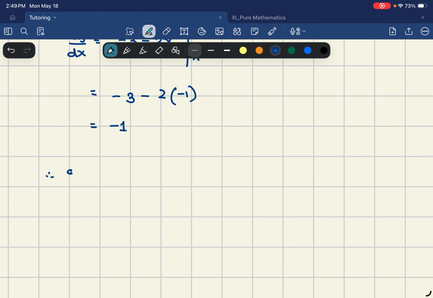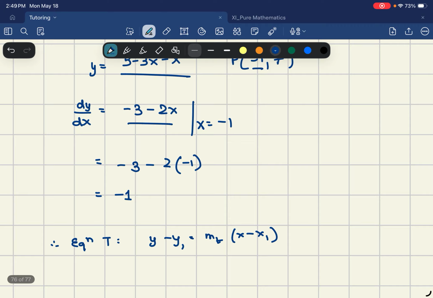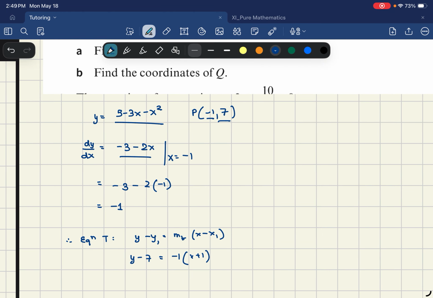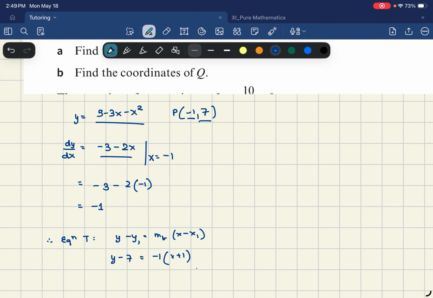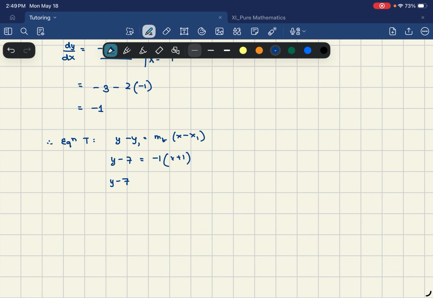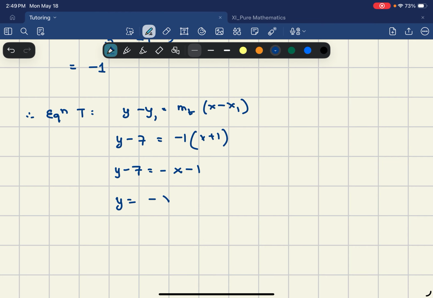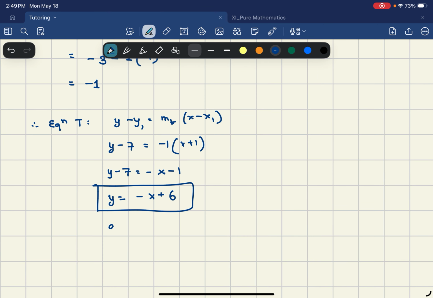So therefore, if you are asked to find the equation of the tangent line, you know that that is y minus y1 equals mt times x minus x1, where mt is the slope of the tangent line. So you substitute these values. So y minus 7, mt is minus 1, x plus 1. If you substitute negative 1 comma 7 here, you are going to get this equation. So you get minus x minus 1. If you simplify, you get y is equal to minus x plus 6. That is the equation of the tangent at minus 1 comma 7.